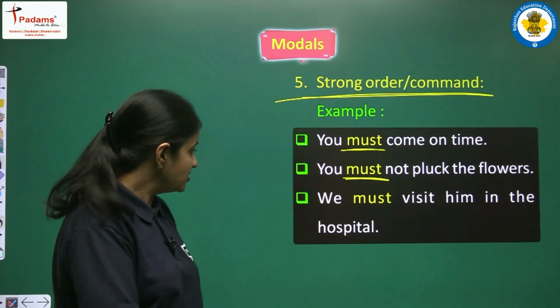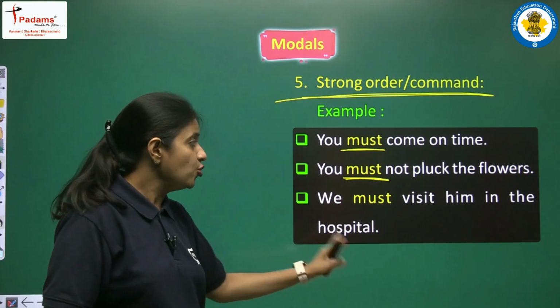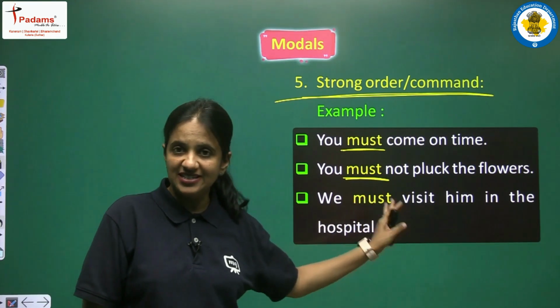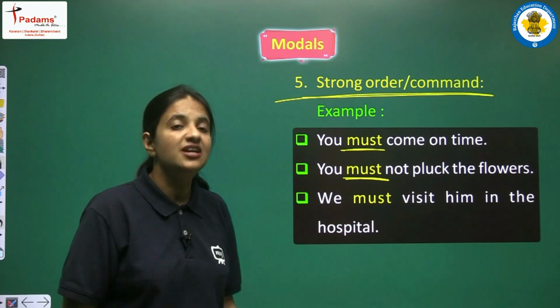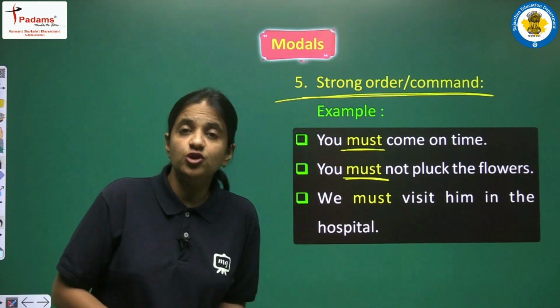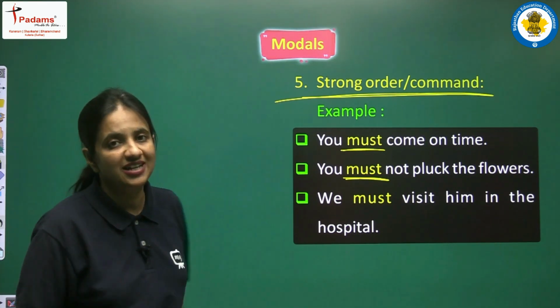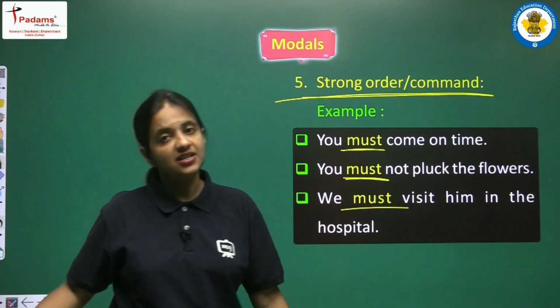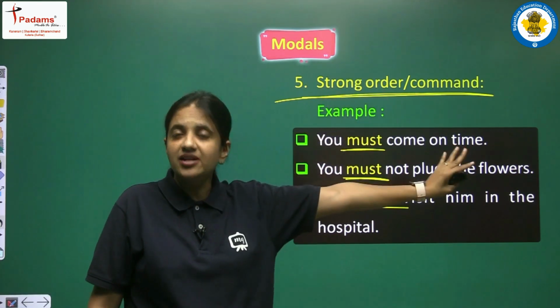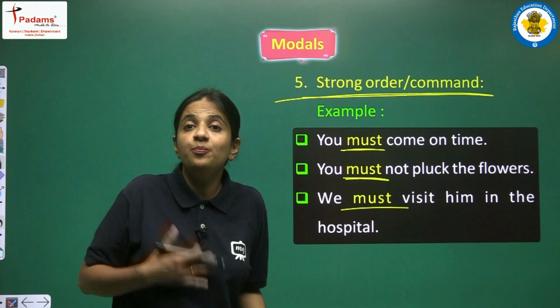Okay. Next example, we must visit him in the hospital. So again we have must here in the sentence, and with the help of must we are showing that yes, definitely we have to go to see him in the hospital. So yes, when we are using must in a sentence, then we are trying to show strong order, strong command, or very strong belief.